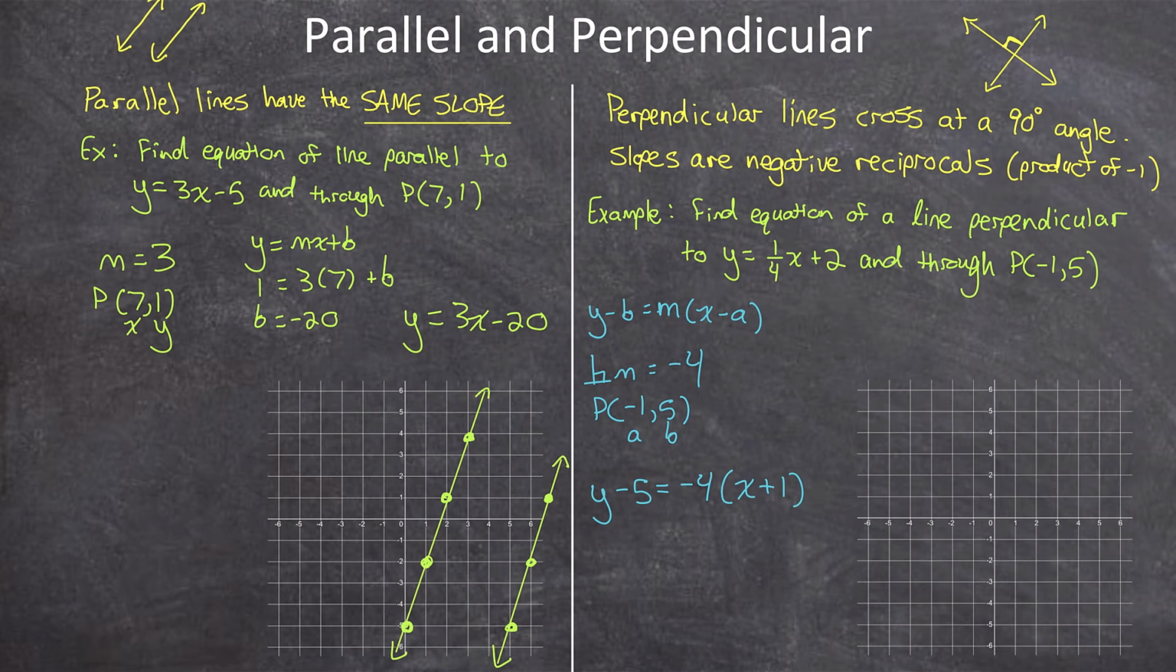And let me graph these two lines so you can see what they look like. Y equals 1/4 x plus 2. It has a y-intercept of 2 and a slope of up 1, right 4. And this equation goes through the point -1, 5, and has a slope of -4, which means down 4, right 1. Notice those lines are perpendicular to each other. They meet at a 90-degree angle.